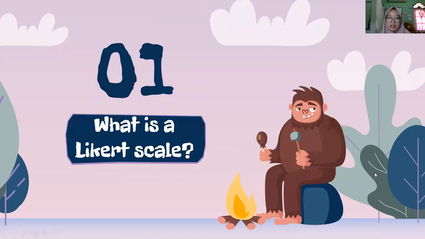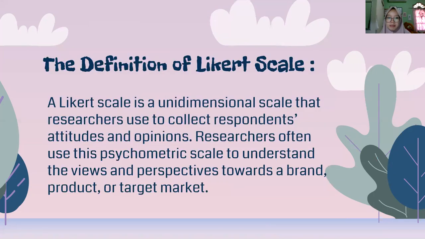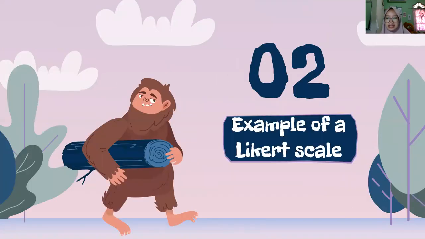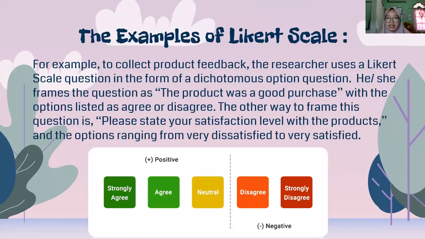The first is, what is a Likert scale? A Likert scale is a unidimensional scale that researchers use to collect respondents' attitudes and opinions. Researchers often use this psychometric scale to understand the views and perspective towards a brand, product, or target market and others.